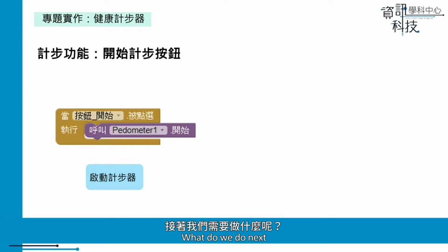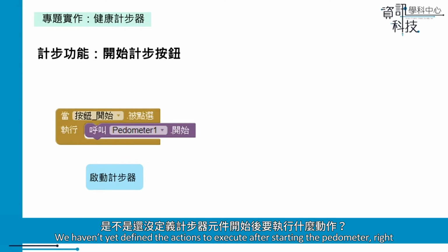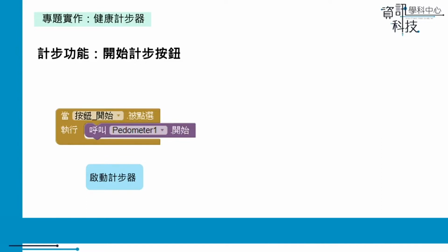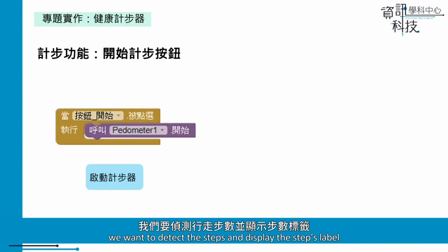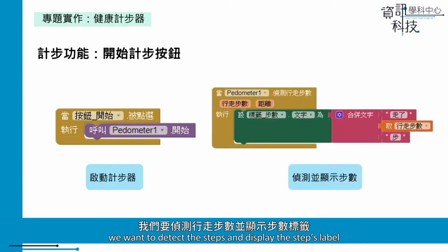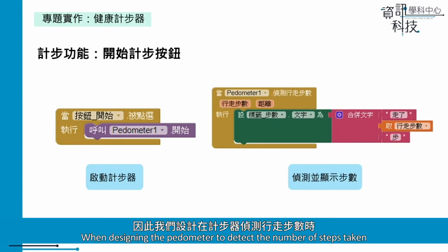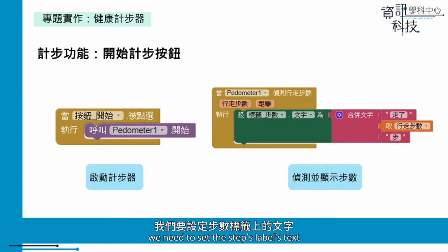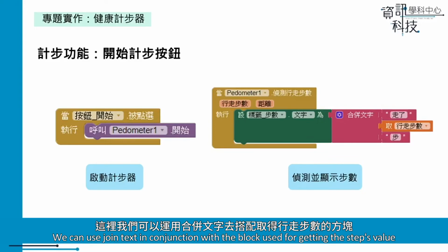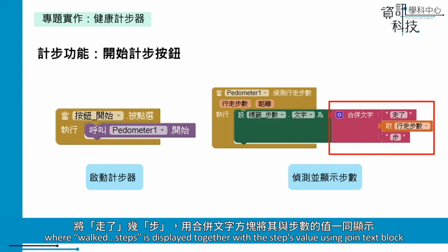What do we do next? We haven't yet defined the actions to execute after starting the pedometer, right? After the pedometer is started, we want to detect the steps and display the steps label. When designing the pedometer to detect the number of steps taken, we need to set the steps label's text. We can use joint text in conjunction with the block used for getting the steps value, where walked steps is displayed together with the steps value using the joint text block.